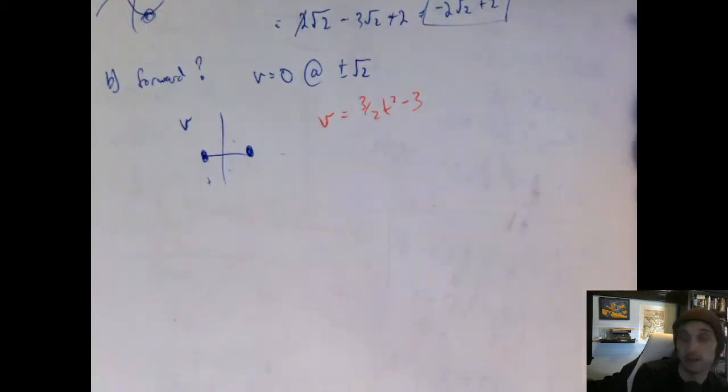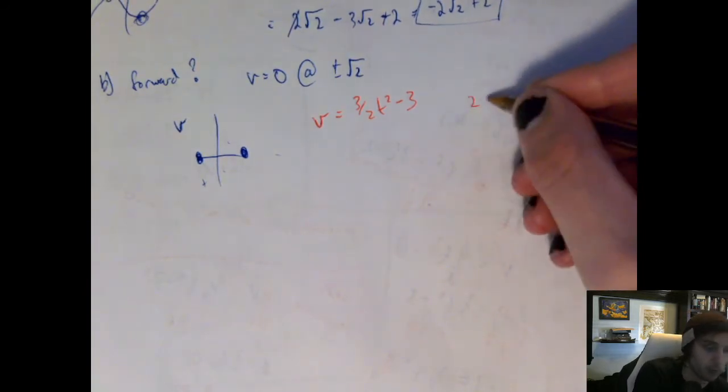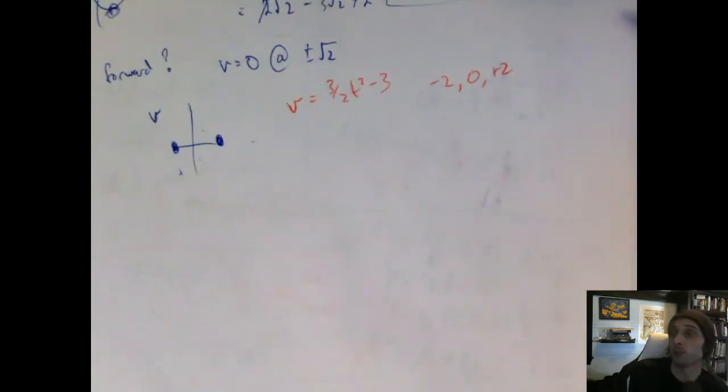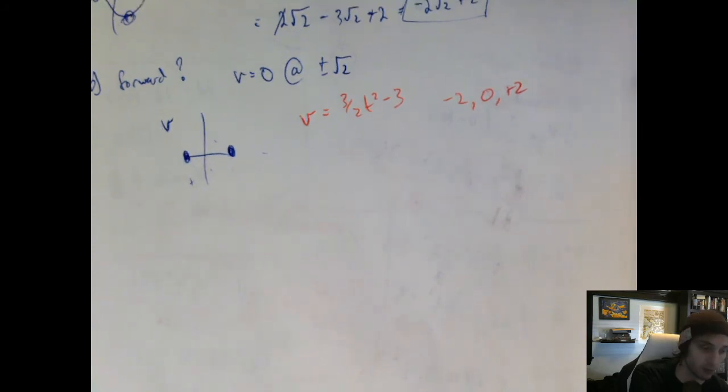And I can plug in 3 values. I'm going to pick 3 that seem pretty easy to me to plug in. I'm going to pick -2, 0, and +2. As long as it's definitely lower than negative root 2, definitely higher than positive root 2, and between negative root 2 and positive root 2, you're good.